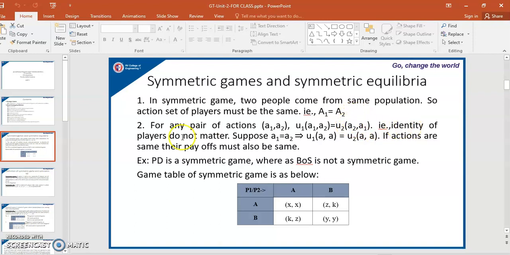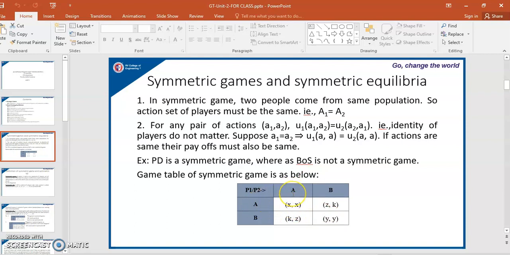That is, the identity of the players does not matter. Suppose A1 equals A2, which implies U1 of AA equals U2 of AA. If the actions are the same, then their payoffs must also be the same. An example of a symmetric game is the prisoner's dilemma game, whereas BOS is not a symmetric game. So, the general structure of a symmetric game will be like this. If the actions are the same, then the payoffs are the same.